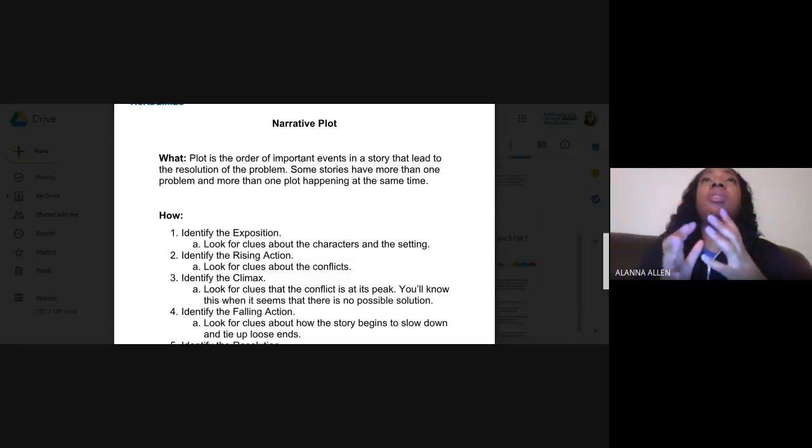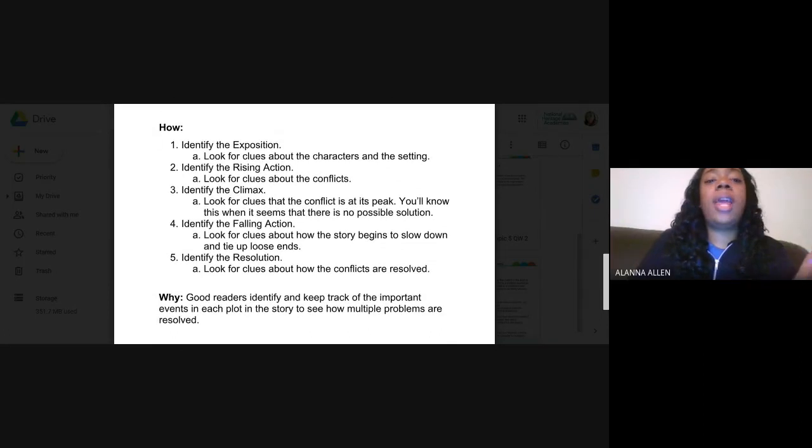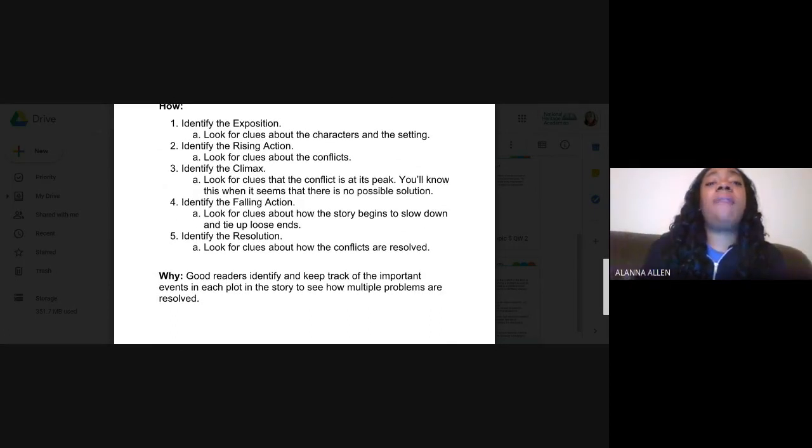They're coming up with clues. Maybe they're trying to find solutions, but they haven't quite found one. And then finally, number five is identify the resolution, which will be at the bottom of the model. And when you do this, you look for clues about how the conflicts are resolved. So, how is the problem solved? Okay. And why? Good readers identify and keep track of the important events in each plot in the story to see how multiple problems are resolved.